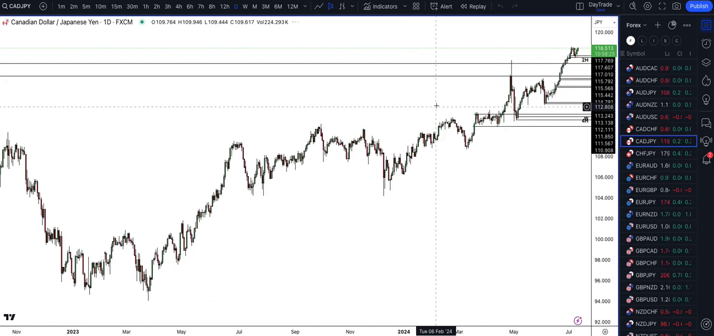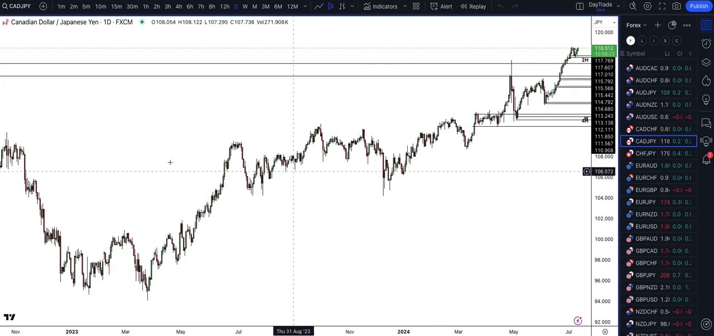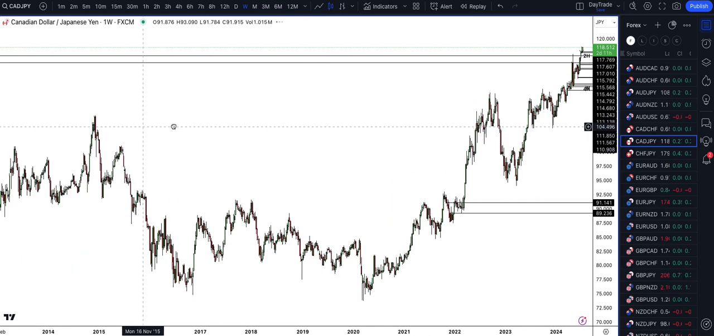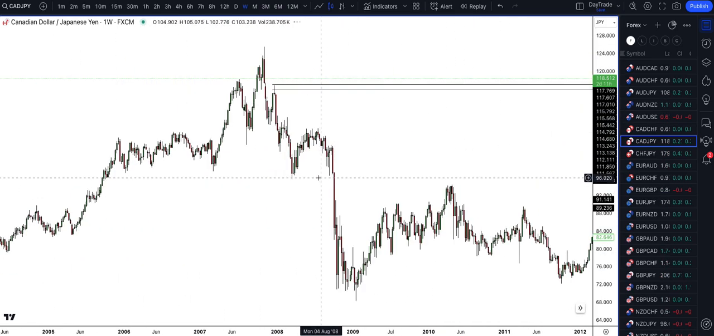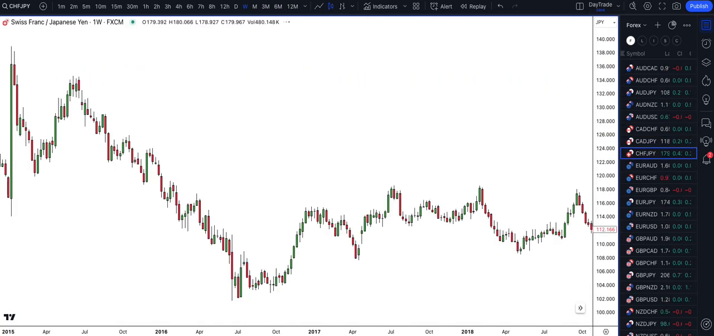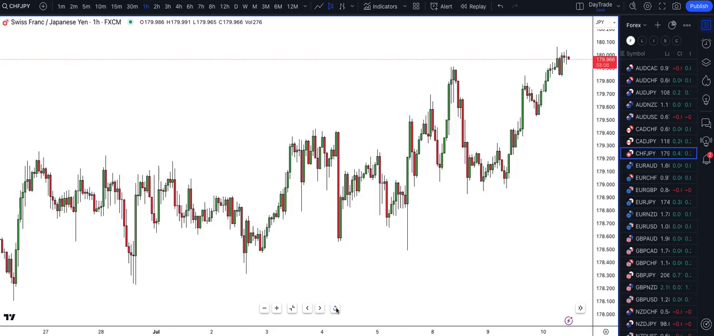Yeah, so you can see there that daily zone, it did wick off it, but I mean, we're such a bull rally. It's going to take a hell of a lot of selling pressure to push this market down. Okay, moving on to Swiss yen.